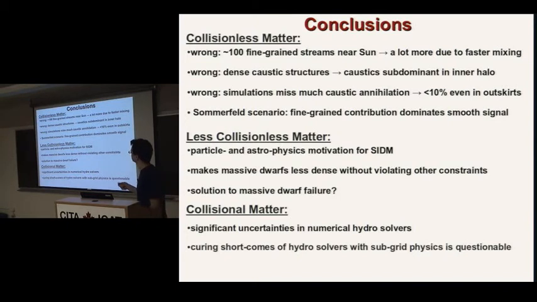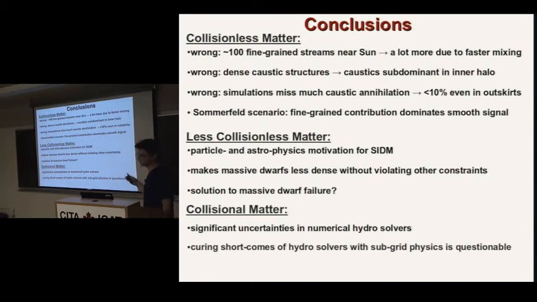So I think I will stop here and just give a brief conclusion on the three forms of matter that I talked about. In the collisionless case, I've mainly focused on dark matter, and there the interesting question is what the small scale structure of dark matter really is. Previous models, especially analytic models, assume that you have a very low number of fine grained streams near the sun, typically of the order of 100, which would imply a significant impact on detection experiments. But we could show now that this is not correct.